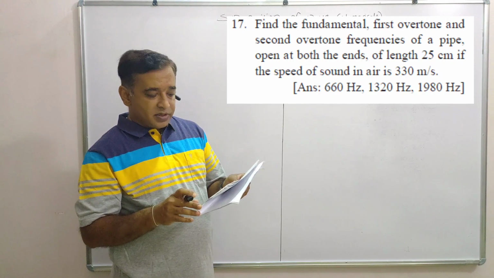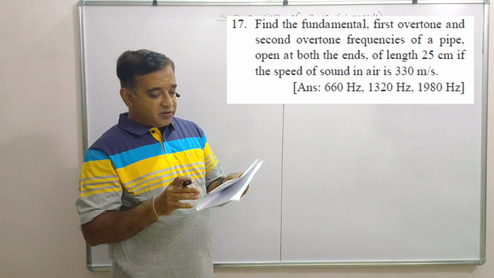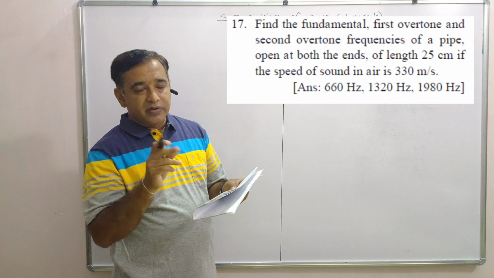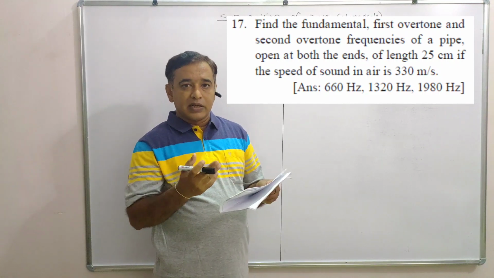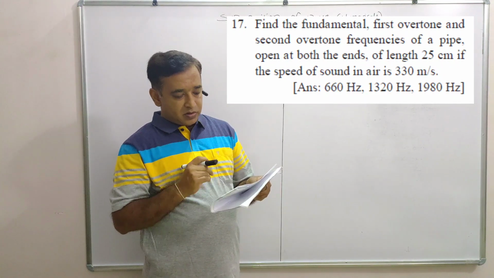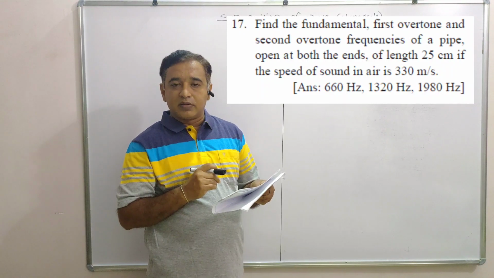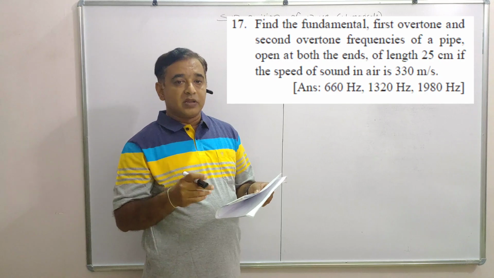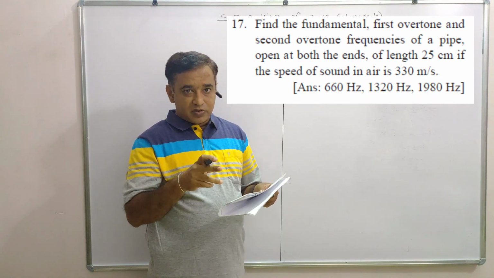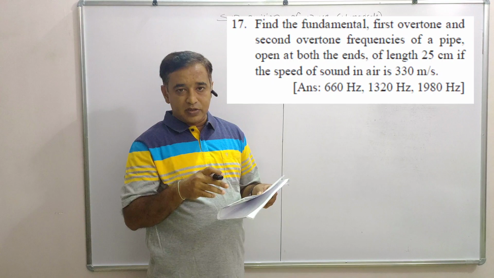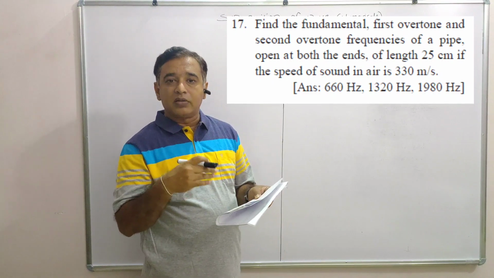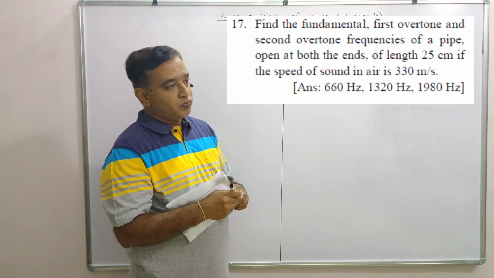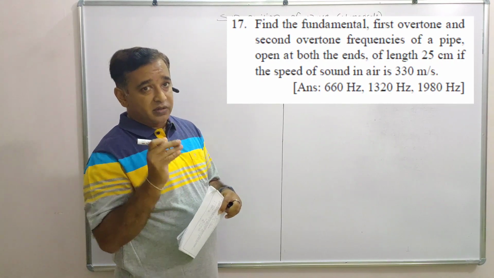If the speed of sound is 330 meter per second. See, the length is given in centimeter. We need to convert that into SI units, because the speed is given in meter per second. Accordingly, we are going to obtain the fundamental frequency, then the first overtone, then the second overtone. So one by one we are going to get that. See carefully before starting.